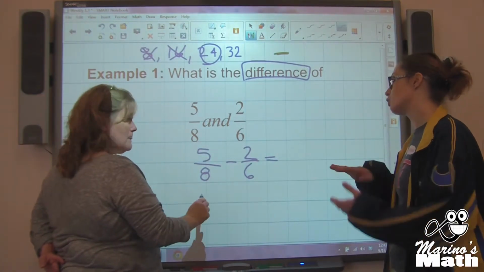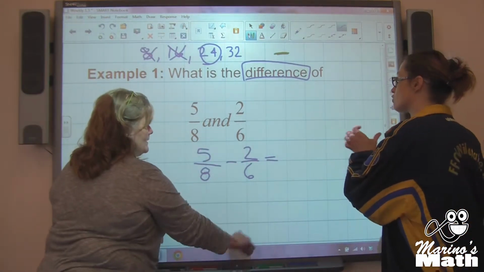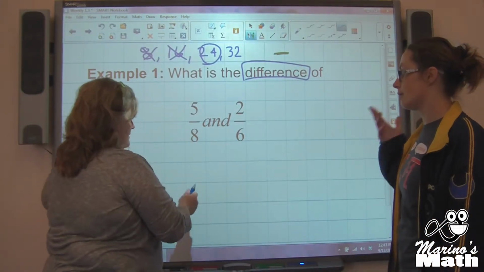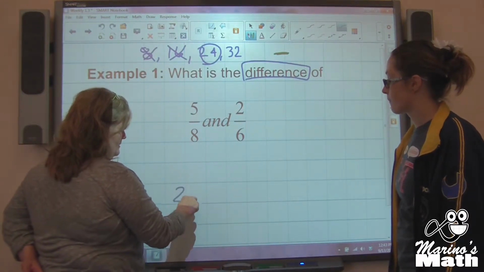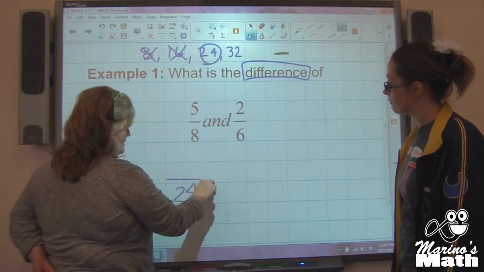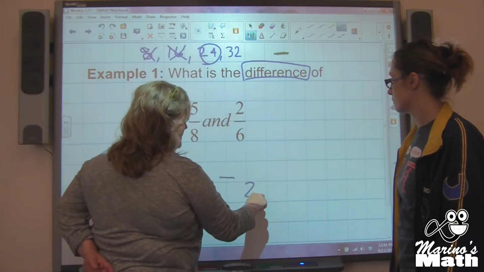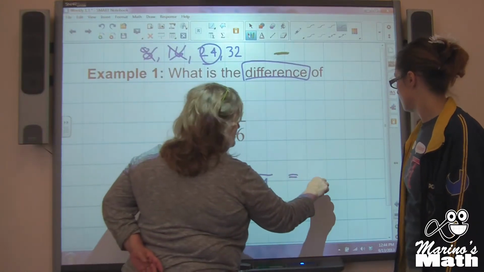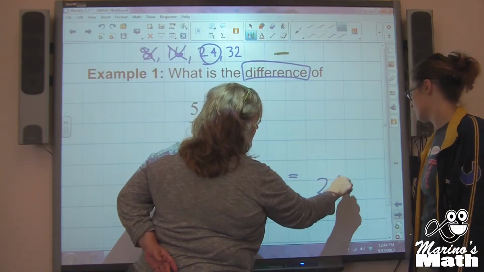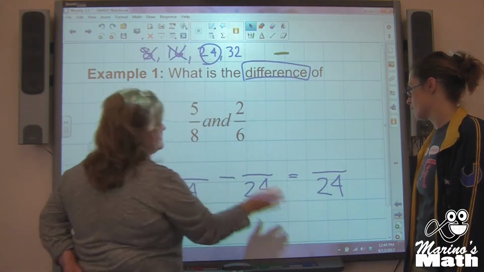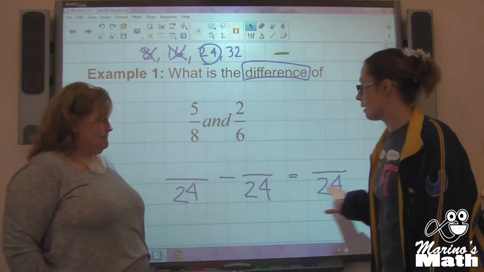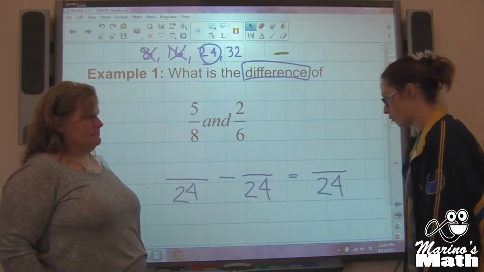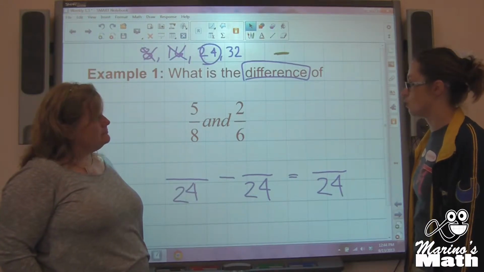I like what you did last week. You rewrote the whole problem putting 24 as all the denominators, and then you left your numerators empty to fill in as we complete the problem. So I'm going to do that again here. Something over 24 minus something else over 24 is going to give us something over 24. Just like when we're adding, we have to keep those denominators the same. So when we add and subtract, the denominator does not change. When we multiply, however, which I'm going to do in a moment, we do change it.